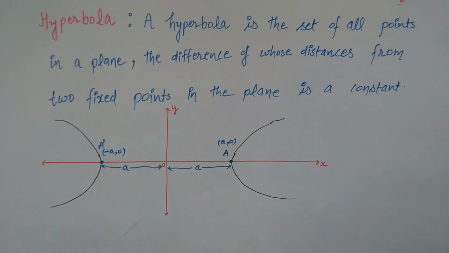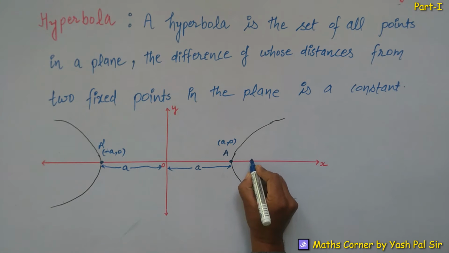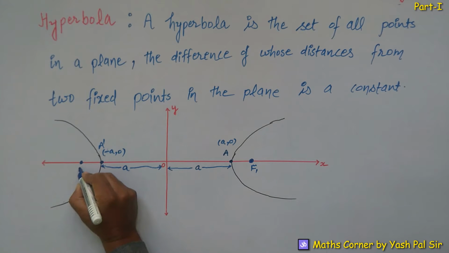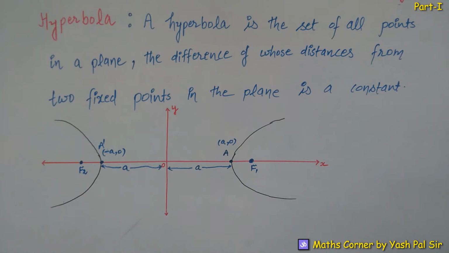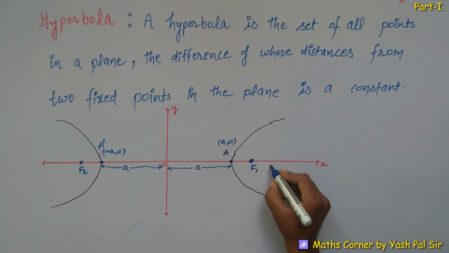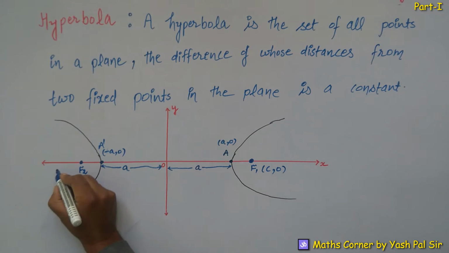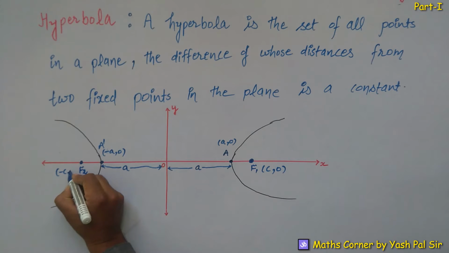According to the previous exercise, in the case of ellipse we have already studied the foci. In the case of hyperbola also we have the foci, that means two foci. The first focus is here, say this is F1, and this is the second focus, say this is F2. Now the coordinates of this focus are (c, 0), and here we have (minus c, 0).